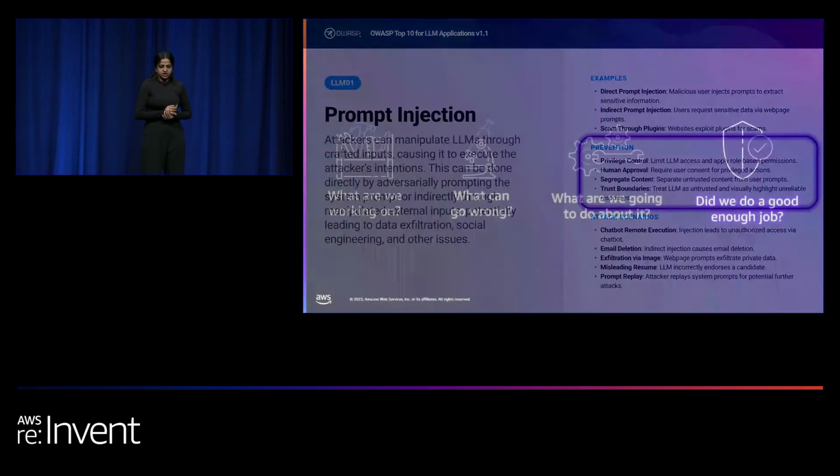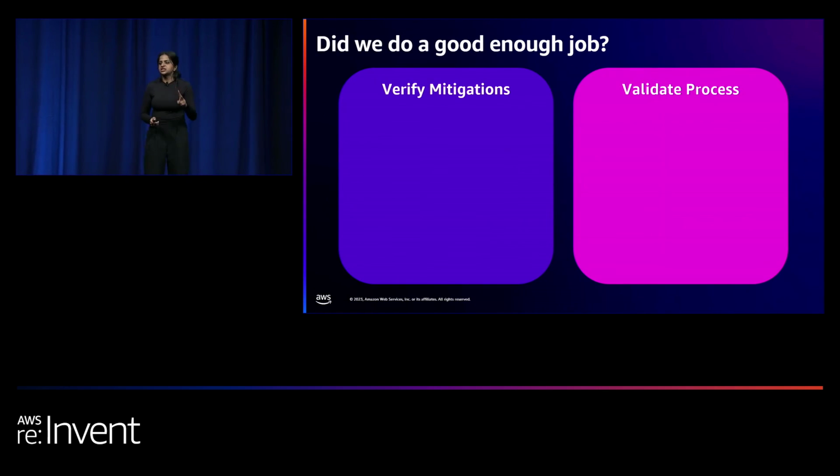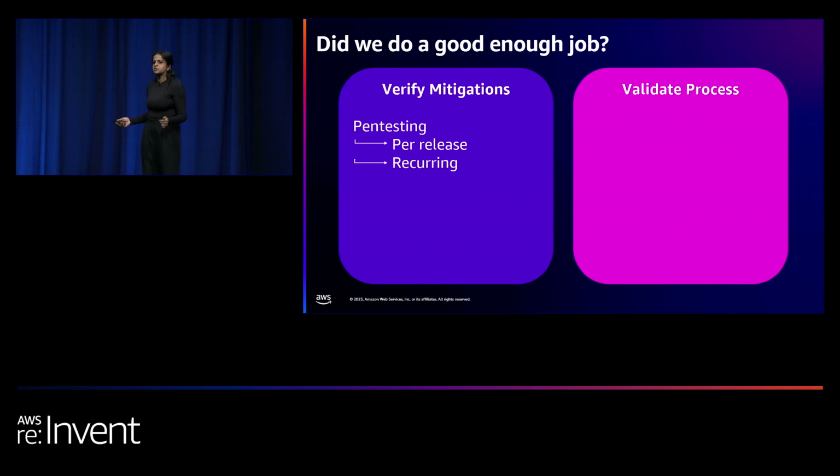So with that, we're on our final stretch. Did we do a good job? Like I mentioned before, there are two things we're considering here. Did we do a good job of actually mitigating? We identified these threats, but are the mitigations that we built actually good? One way to do that is with pen tests.